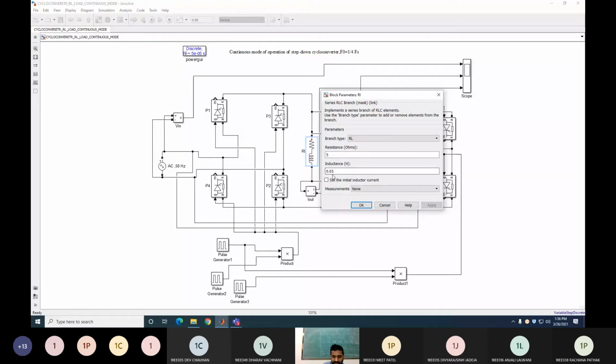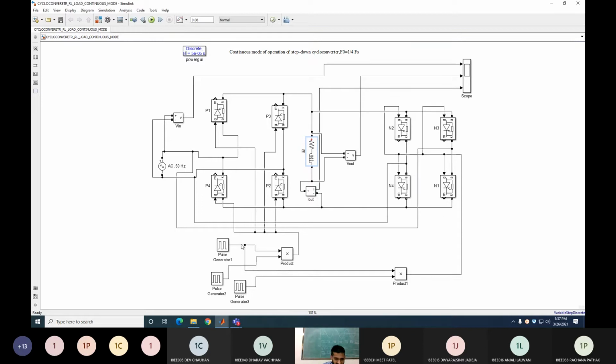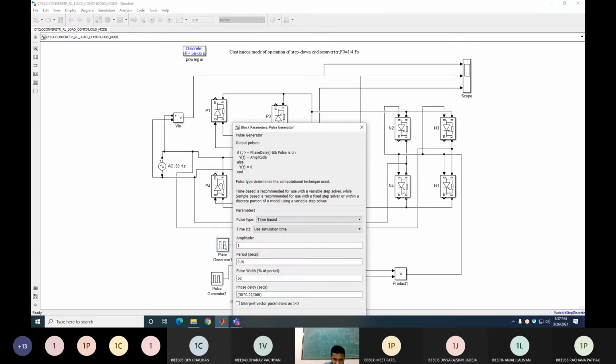power factor angle becomes more than 30 degrees. If you calculate this value by tan inverse of XL by R, you get a power factor angle of more than 30 degrees. Clear? So in this case, you get the continuous mode of operation of the thyristor. The gate pulse for the same simulation is as it is.